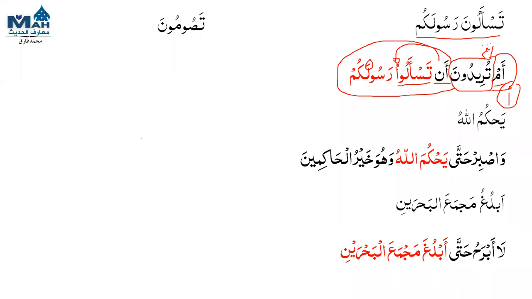Now, can you give me the translation for ablugu majma al bahraini? Mudare, take balaga. I told you, to reach. Majma al bahraini is the junction of the two seas. Majma is where the two seas meet. I will call it the junction of. I will reach, or I am reaching, to the junction of the two seas, or the way the two seas meet. Okay. Now do the next one and then let's go for the next student. La abrahu hatta ablugha majma al bahraini.